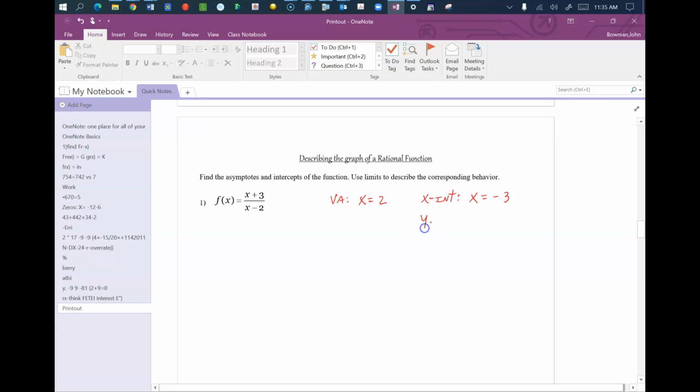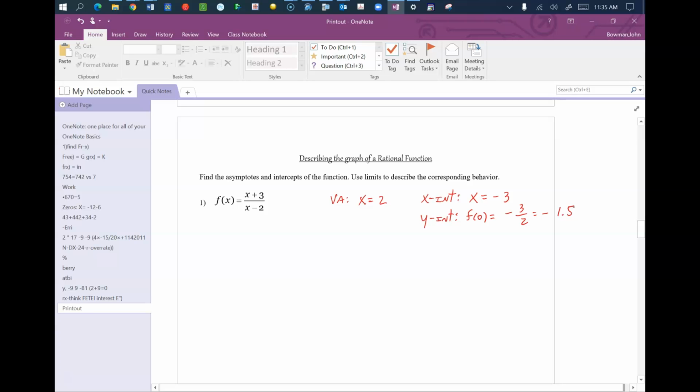The x-intercept, where only the numerator is equal to 0, and that would be at x equal -3. The y-intercept is the value of f when x is equal to 0, or the value of y when x is equal to 0, and you will see that simplifies to -3/2, or -1.5.